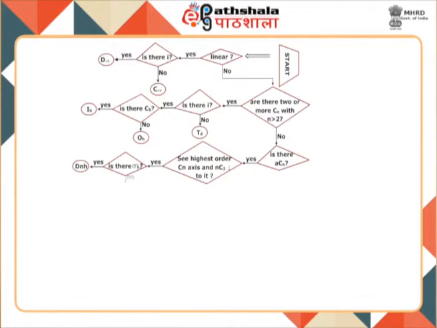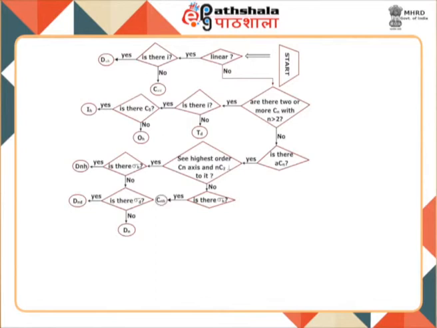If our answer is no, we will try to see if there is any sigma d plane. If our answer is yes, that means our point group is Dnd. Otherwise, we will simply say our point group is Dn. Go back to the previous question. If our answer is no, there is no perpendicular C2 axis. Is there any horizontal plane, that is a sigma h plane? If our answer is yes, then we will say it has the Cnh point group.